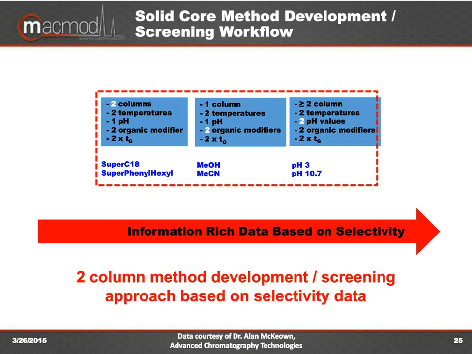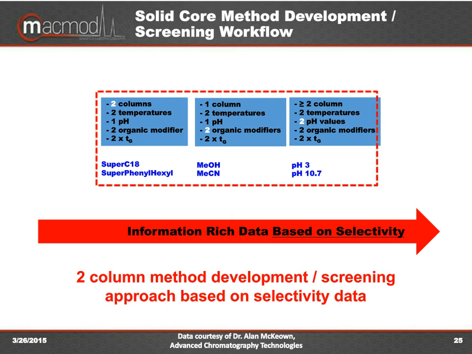In the middle one, you work with one column at two different temperatures, 1 pH, two organic modifiers, and two gradient times. Again, another way to approach the same or a different problem. And then on the far right, you use two or more different column phases, two temperatures, two pH values, and two organic modifiers with two gradient times.